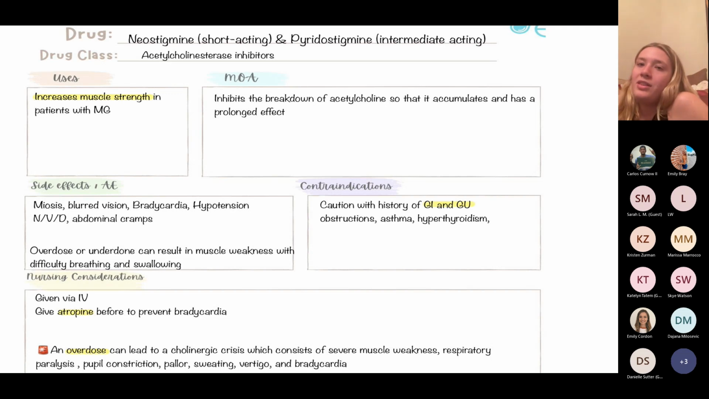However, this drug can cause some GI/GU symptoms, so just kind of keep that in mind. A drug that we usually give before administering this drug is atropine to help prevent bradycardia, because this drug, especially our short acting, has a very quick onset. It drops the heart rate very quick. An overdose can lead to a cholinergic crisis as well, so just keep that in mind.